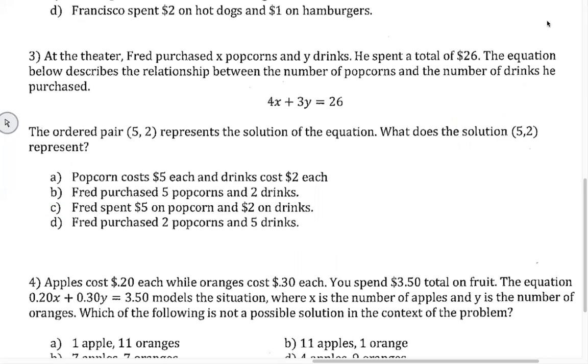At the theater, Fred purchased X popcorns and Y drinks. He spent a total of $26. I think you know where we're going with this. Popcorn is X. Y, drinks. So my answer is going to be talking about 5 popcorns and 2 drinks. Look at that.